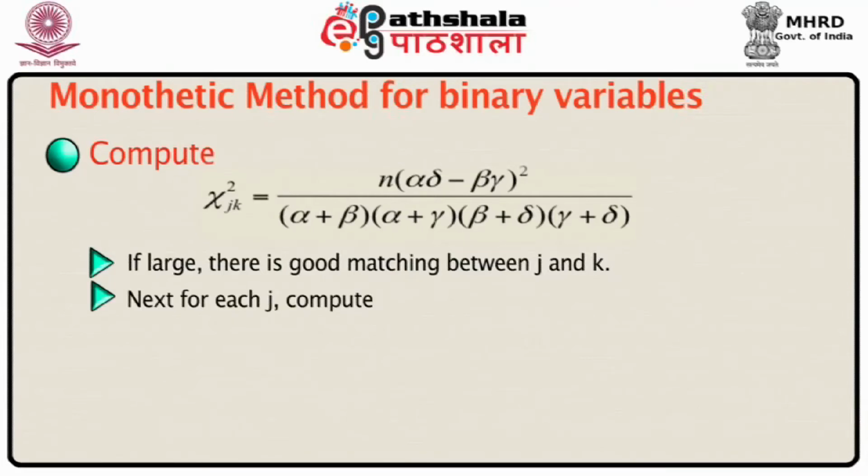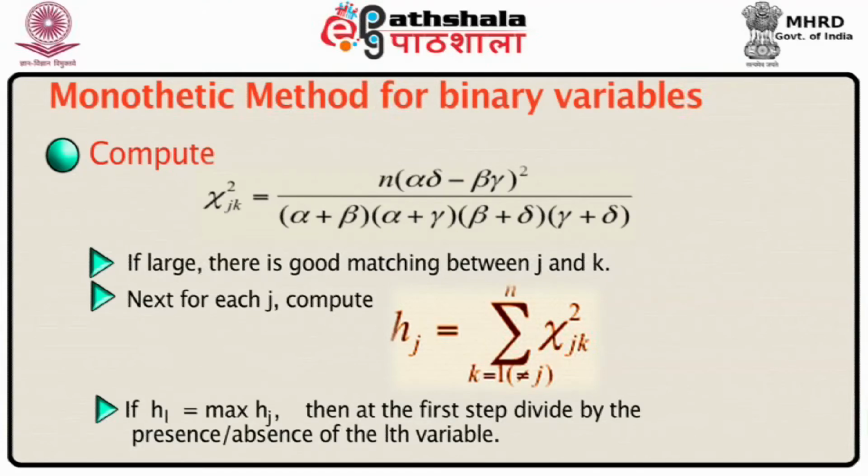For each j, then what we do is, we just take the sum of chi j k square over all possible k and compute what is referred to as Hj. And then we take HL as the maximum of Hj. So if L gives us the maximum of Hj, then at the first step we divide by the Lth variable. Put the presence of L in one group and the absence of L in the other group. Okay? And then go on to the next step.